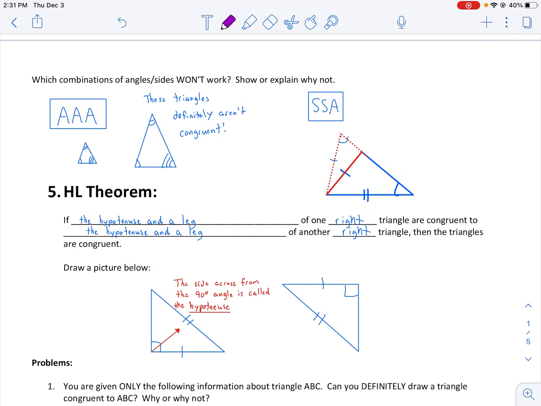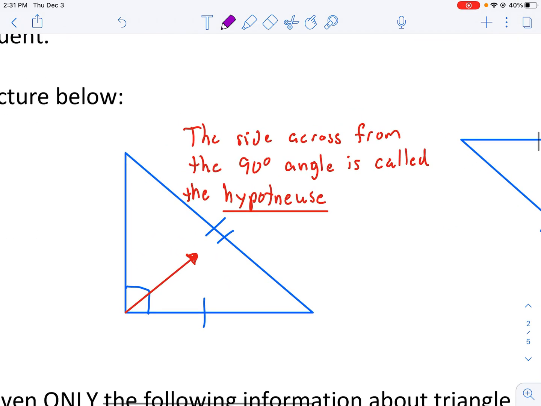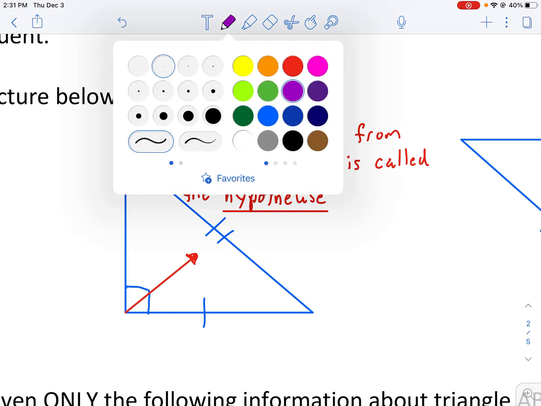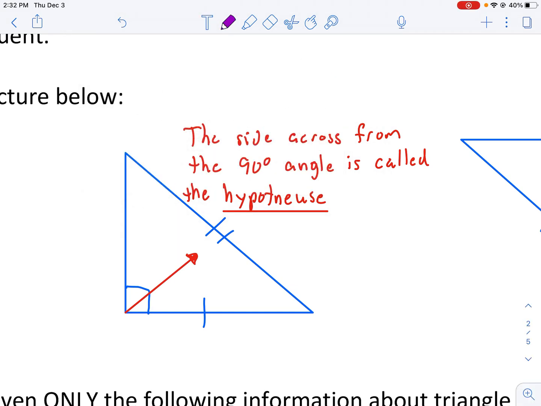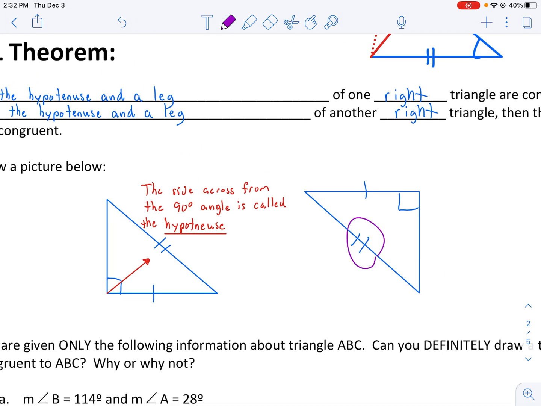And then one that's kind of different applies only to right triangles, and that is the hypotenuse leg theorem. So the hypotenuse is the side across from the 90-degree angle. If you start at where the angle is and draw a line from the angle, that's pointing to the side that's across from it. That's called the hypotenuse. So if you have two right triangles where the hypotenuse is congruent to each other, and then one of the legs are congruent to each other, the legs are the other two sides. This is a leg and this side is a leg.